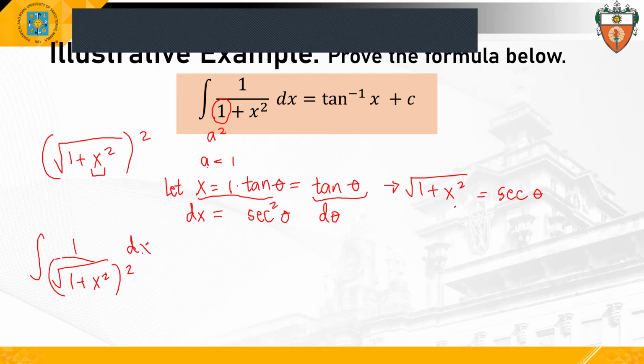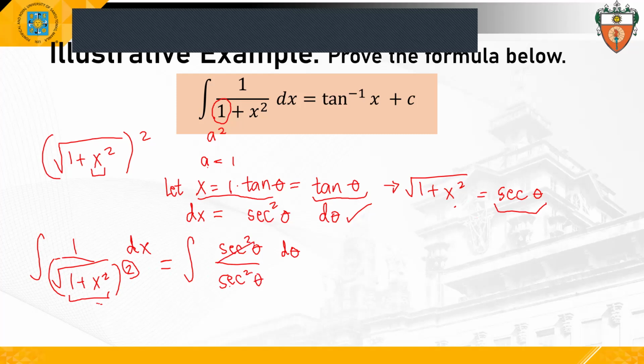Tapos may dx tayo sa taas. We're trying to prove the formula, correct? So that is equal to, the dx is this one, so that is secant squared theta d theta. Whereas yung denominator natin, di ba yung radical is secant theta, pero naka-square. This one is secant theta, but we are squaring that. So kaya secant squared theta din.